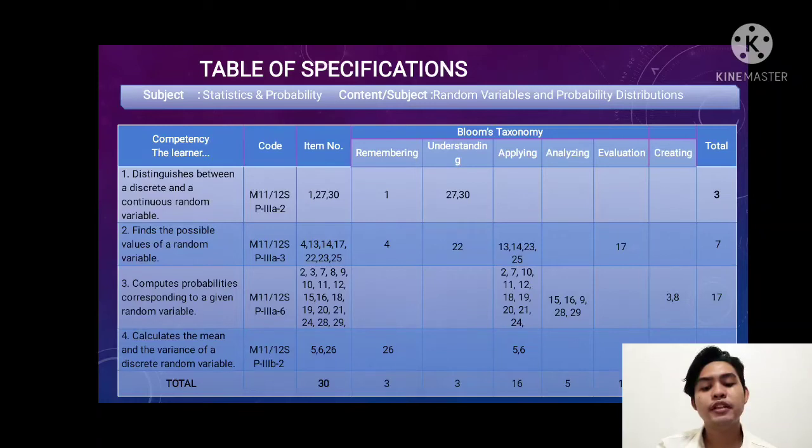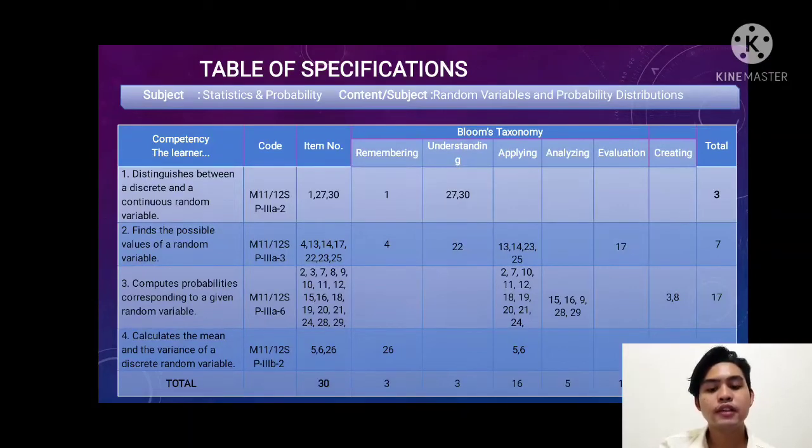The next competency is finds the possible values of a random variable. Its code is M11-12SP3A3. Item number 4 is related to understanding. Item number 22 is related to understanding. Items number 13, 14, 23, 25 are related to applying. Item number 17 is related to evaluation, with a total of 7 items for this competency.